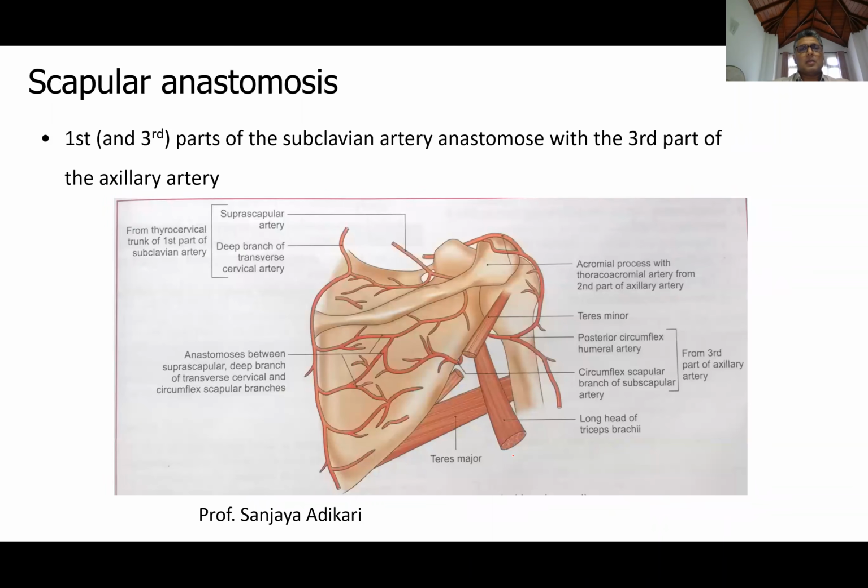Then the scapular anastomosis. Now the scapular anastomosis is usually the first part of the subclavian artery anastomosing with the third part of the axillary artery. Now the first part of the subclavian artery, you get a trunk.